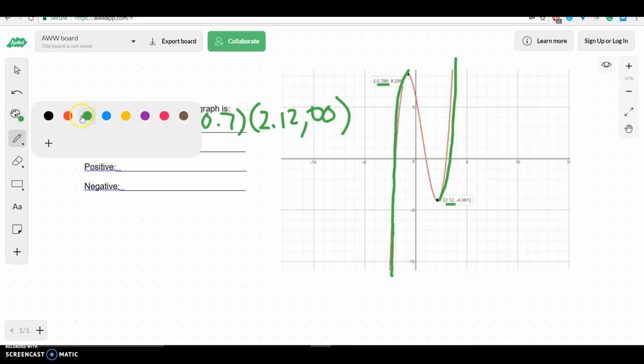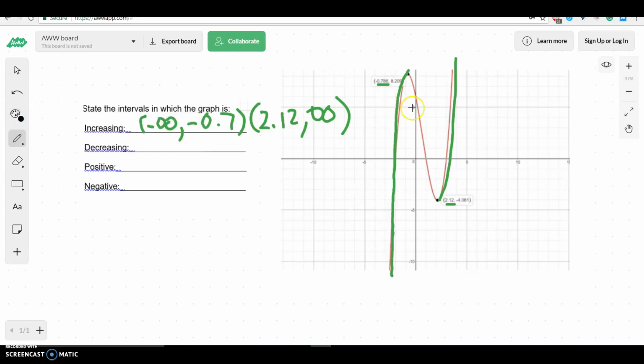Let's look where it's decreasing. It's decreasing right in this section right there. And that section, if you look at its x values, is between negative 0.7 and 2.2, if I could write. Because it's just that section right in there.